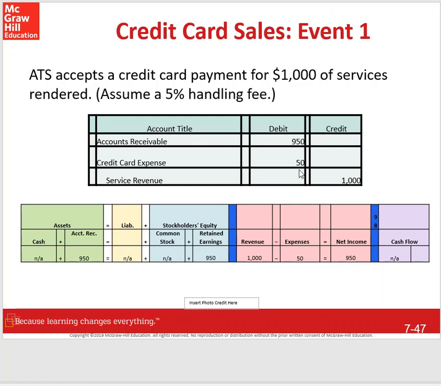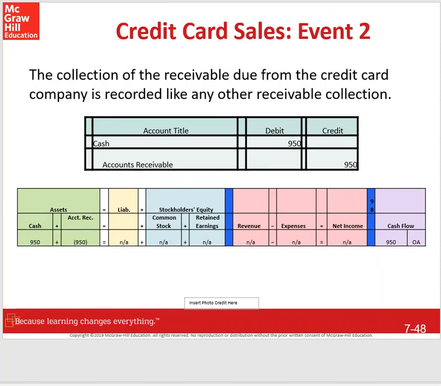But big picture, what they're doing is reporting all of the revenue, expensing the 5%, and the other 95%, the $950, we're going to collect soon from the credit card company. So there it sits in accounts receivable. Then a couple days later, typically it takes credit card companies about 2 to 3 business days to deposit the funds to the merchant's account. So a couple days later, the collection of the receivable due from the credit card company is recorded just like any other receivable collection. So now we're collecting the other 95%, which is $950 in this case.